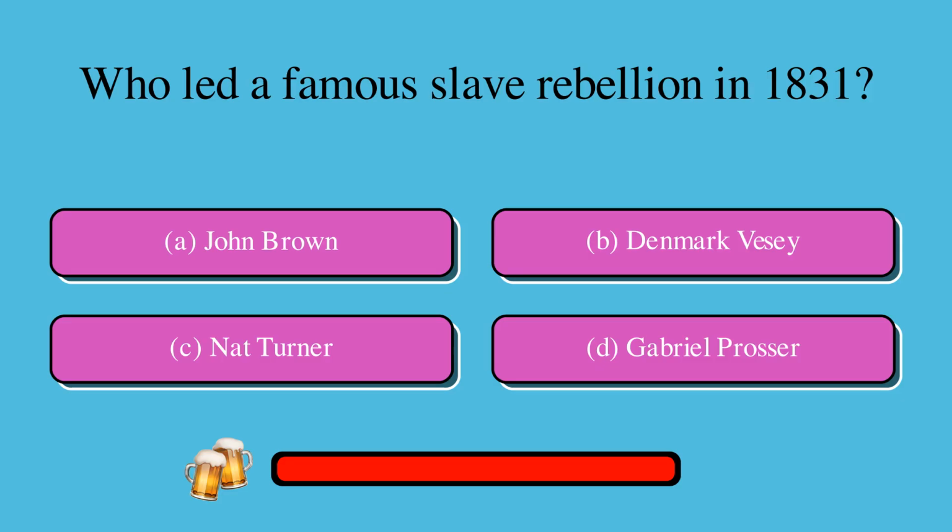Who led a famous slave rebellion in 1831? Is it A. John Brown, B. Denmark Vesey, C. Nat Turner, or D. Gabriel Prosser? The correct answer is C. Nat Turner.